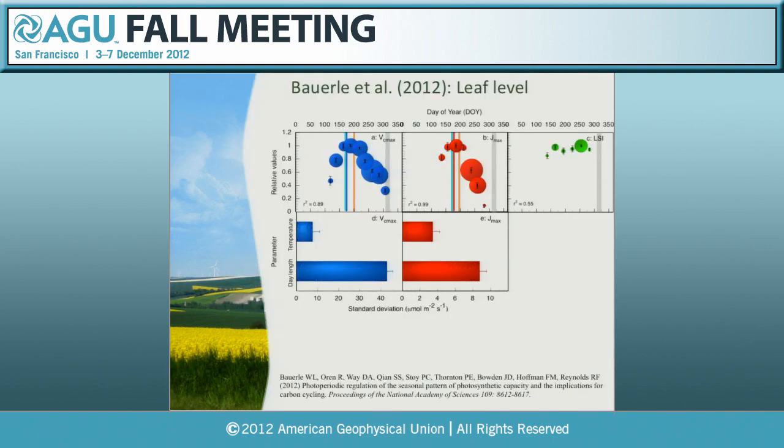This work is following on a paper that Bill Bowerly wrote this year in PNAS, where he measured the Vcmax, the maximum carboxylation capacity, and the Jmax, the maximum electron transport rate, of leaves in about 23 different species. With a relatively nuanced variance decomposition analysis, he found a very strong seasonal pattern in both that was more related to day length than temperature.